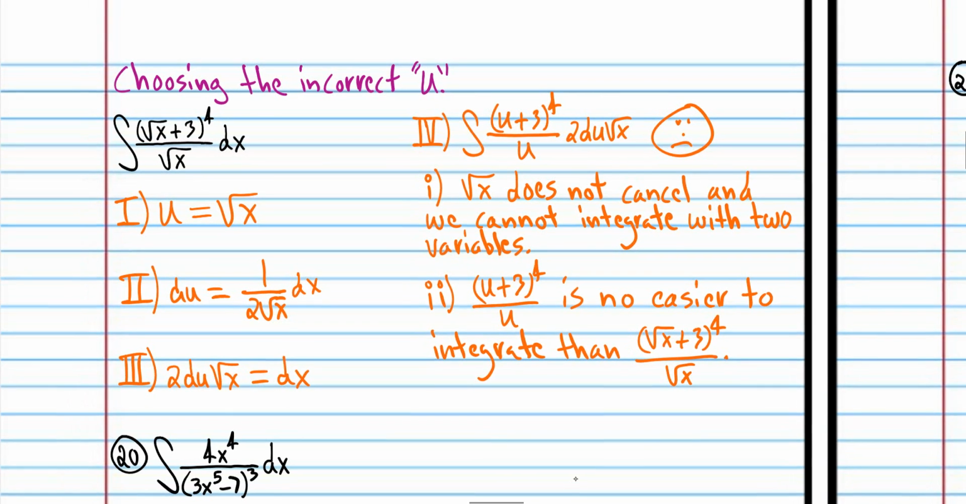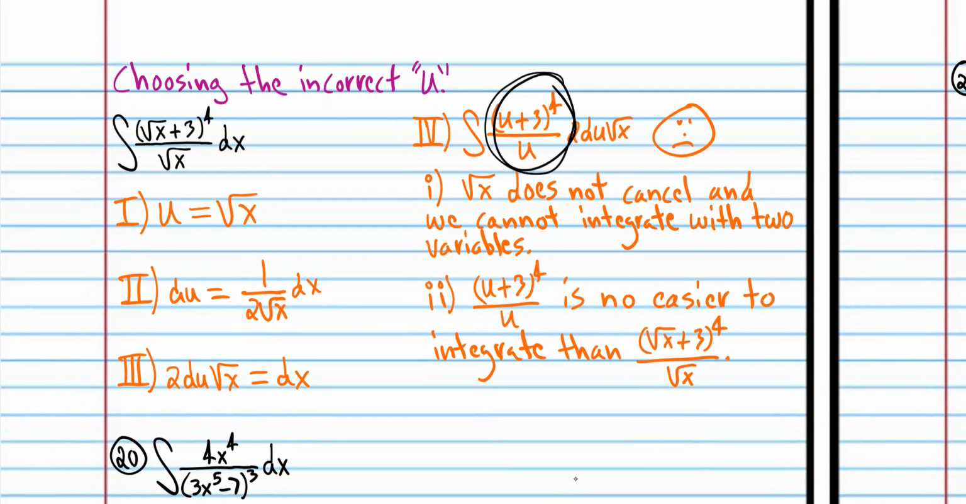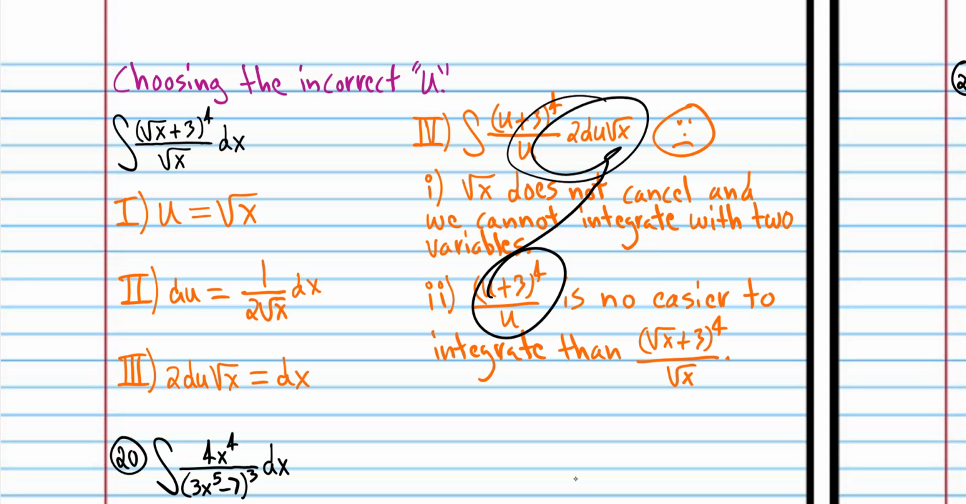The second reason that this didn't work is, look at this expression. Let's look at it down here. That expression is no easier to integrate than this expression. This is no easier to find the antiderivative of than this expression here. Well, it's a little bit easier, but it's still not obvious what the antiderivative is going to be. So that's what happens if you choose the incorrect u, is that your x's won't cancel out, or the expression won't be easy to find the antiderivatives of.